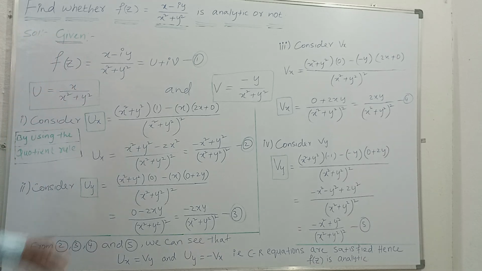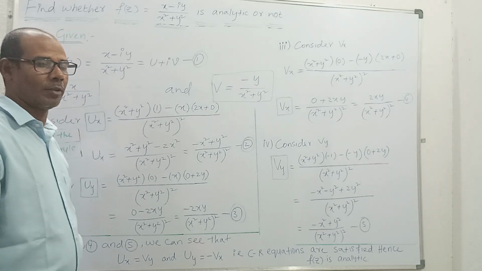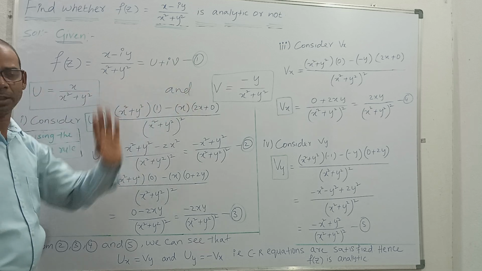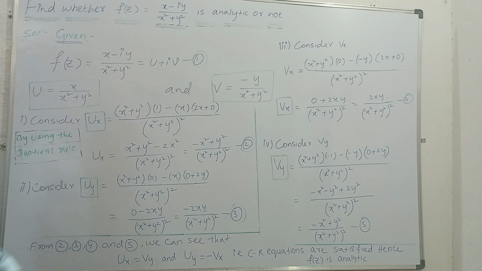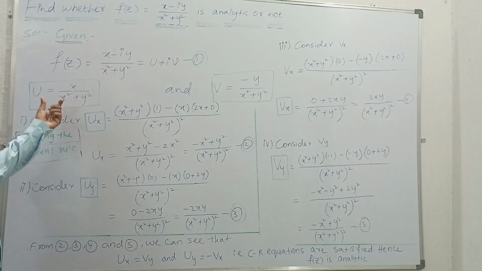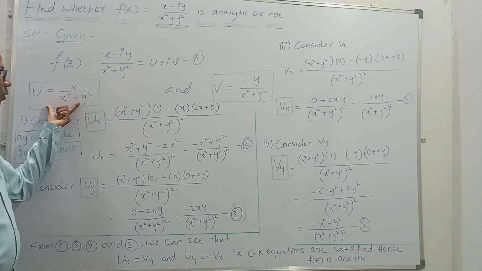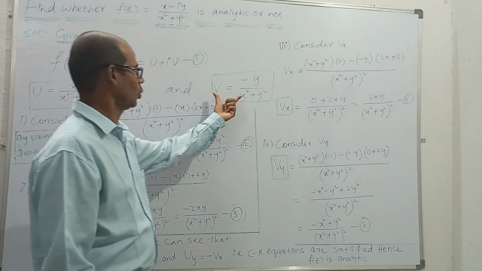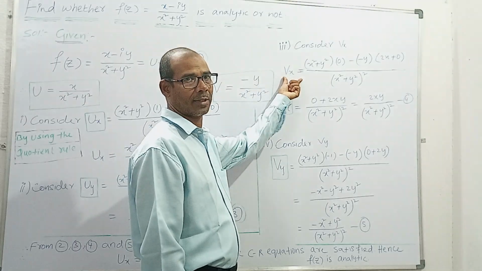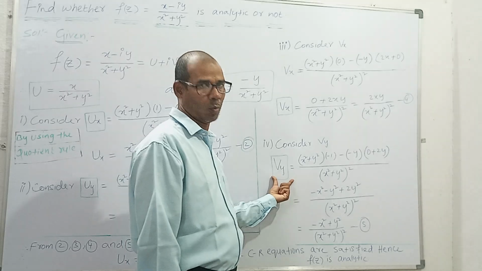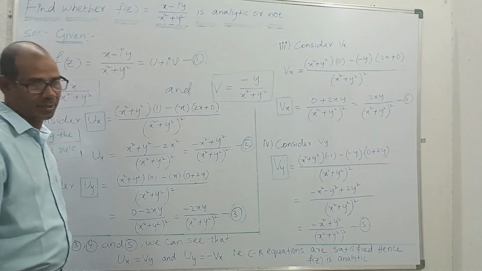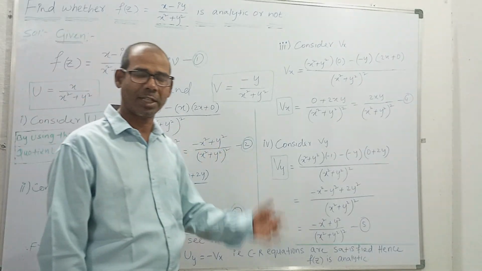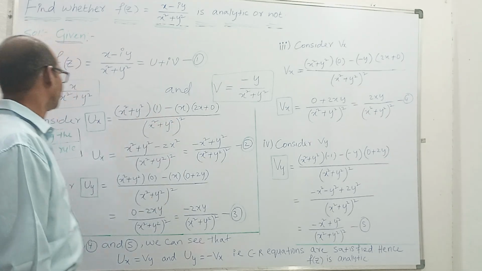Now to find out whether the function f of z is analytic or not, first of all we have to find the partial derivatives of u and v with respect to x as well as with respect to y. That is, the partial derivative of u with respect to x and of u with respect to y. Similarly, you should also find the partial derivative of v with respect to x and of v with respect to y, and find out whether the CR equations are satisfied or not. If the CR equations are satisfied, then we say that the function f of z is analytic. Okay, so let us find out.